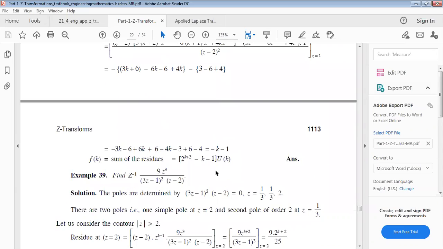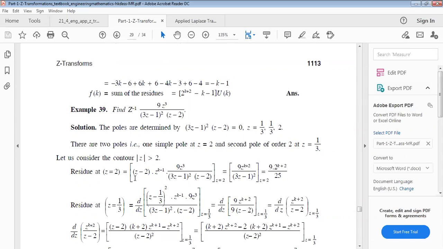Just introducing that this is used for the z transformation. Now, similar to process 39, you can solve this inverse transformation by the same method. The poles can be determined by setting this multiplication equal to 0, which gives 1 by 3 and 2. So there are two poles only, and |z| must be greater than 2.